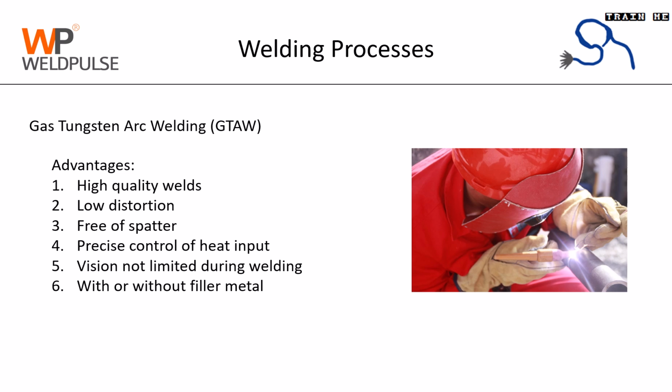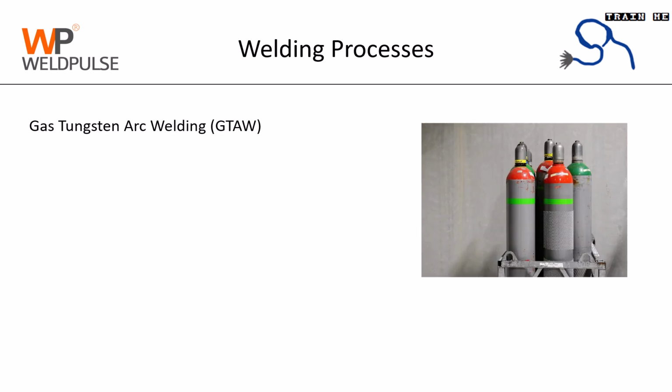GTAW produces high-quality welds. This process results in low distortion and is free of spatter. It also provides a precise control of heat input and works with a range of power supplies. During welding, vision is not limited due to fumes or smoke. It can be used with or without filler metal.